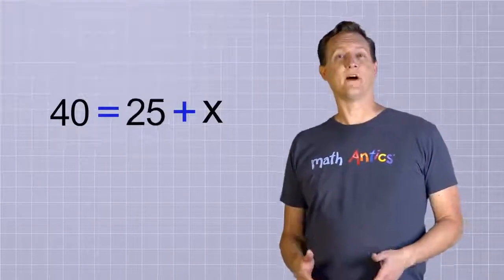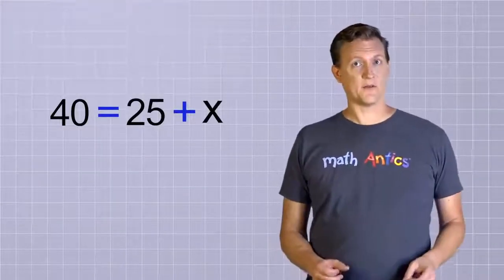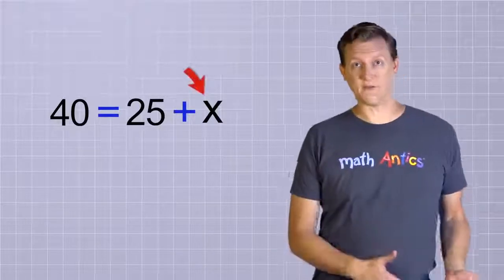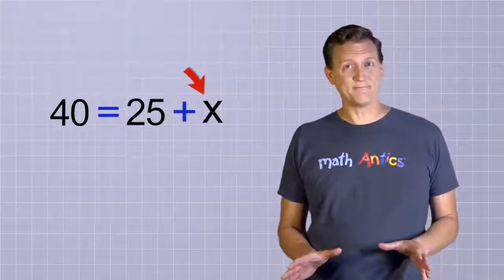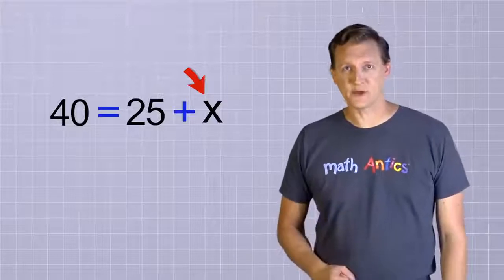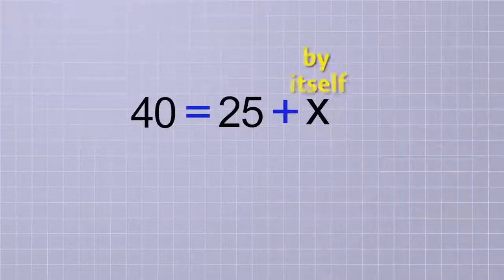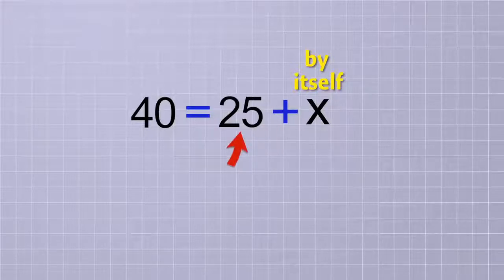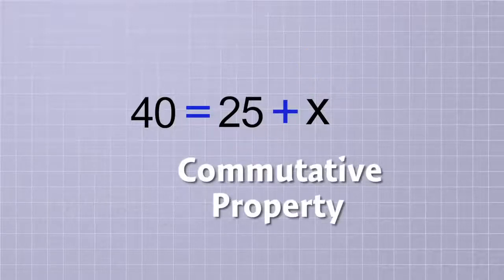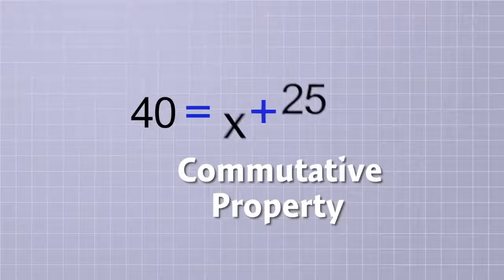40 equals 25 plus x. This time, the unknown value is on the right-hand side of the equation. Does that make it harder? Nope, we use the exact same strategy. We want to get x by itself, but this time x is being added to 25. But thanks to the commutative property, that's the same as 25 being added to x.